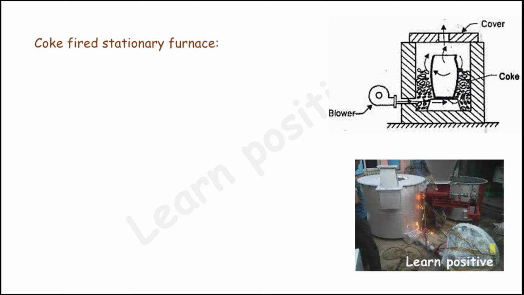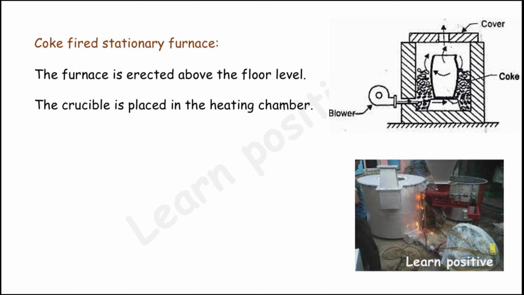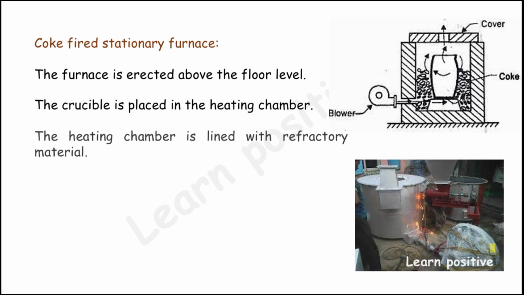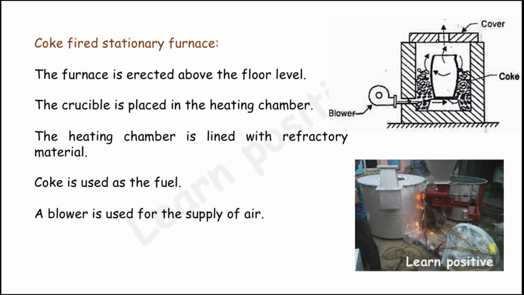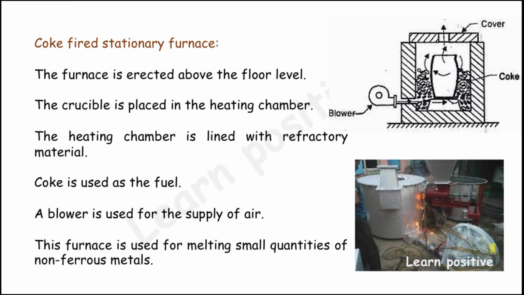The next one is the coke fired stationary furnace. The furnace is erected above the floor level. It is similar to the pit furnace, but they place the furnace on the floor level. The crucible is placed inside the heating chamber. The heating chamber is lined with refractory materials, and coke is used as a fuel. The coke is filled around the crucible. A blower is used for the supply of air. This furnace is used for melting small quantities of non-ferrous metals.